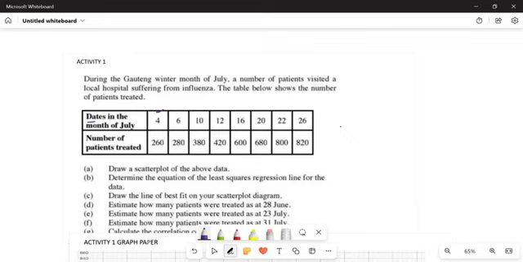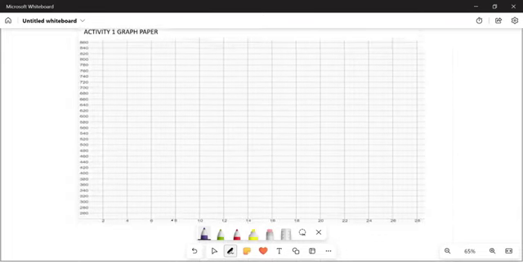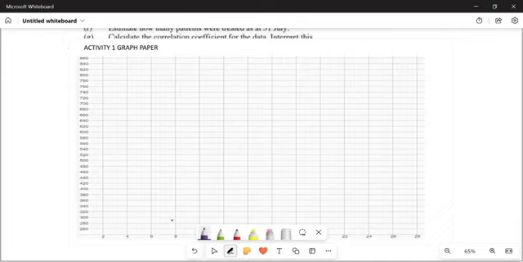Draw the scatter plot above using the graph paper here. So if we're going to use this graph paper here, we can say, okay, 4 goes with what? They said 4 goes with what? It goes with 260. So 4 is going to go with 260.